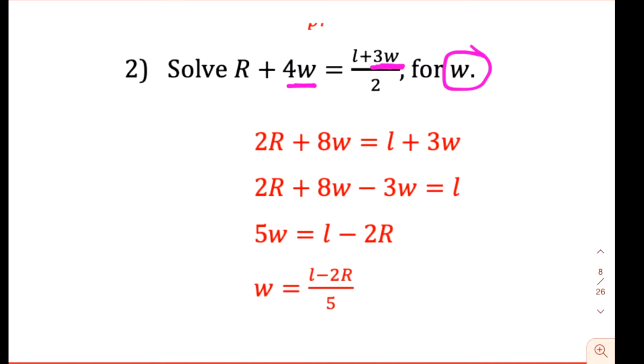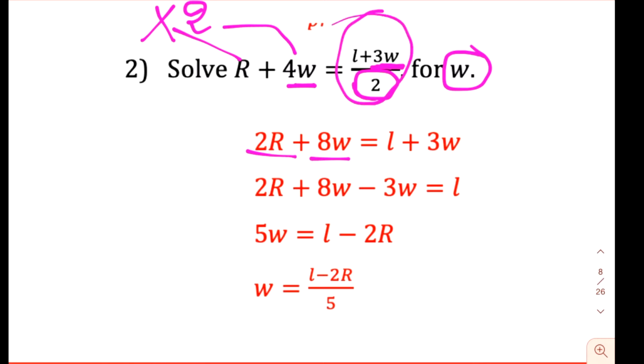Okay, first step, get rid of these 2. You have 2 as a fraction, a denominator. To get rid of it, multiply by 2. So you multiply everything by 2. So 2 times R, 2R, 2 times 4W, 8W, 2 times the fraction, you get only the numerator. You cancel the 2. Now we don't have fraction.